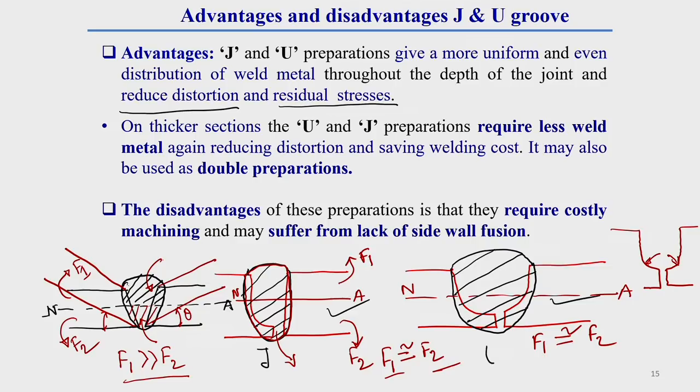And another defect that can occur due to this U or J groove preparation is that it suffers from lack of side wall fusion. As this side wall is almost straight in nature, the molten metal droplet which is deposited in this region, there is a chance of lack of fusion of this edge. This is the main drawback of the U and J groove welded joint.